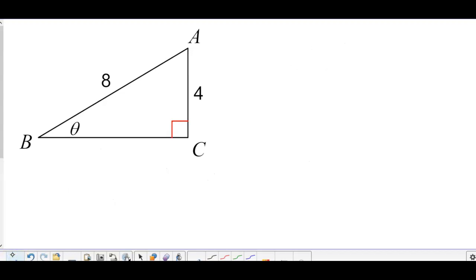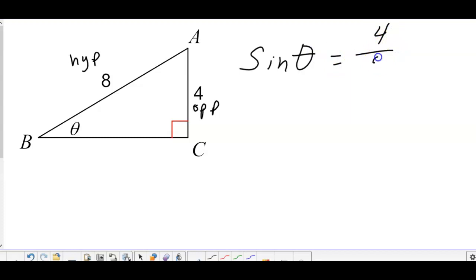Okay, here's an example. You want to, again, look at the angle that you're trying to find and think about, with respect to this angle, what do I have? So theta is here, traveling across my triangle to get to this 4 makes this my opposite side. And then this 8 is my hypotenuse because it's right across from my right angle. So opposite and hypotenuse, this is going to be sine. So you write it as sine of theta equals opposite, which is 4, over hypotenuse, which is 8.